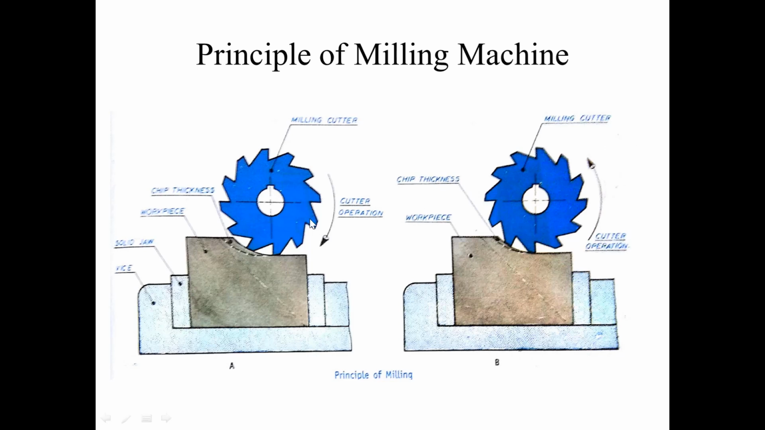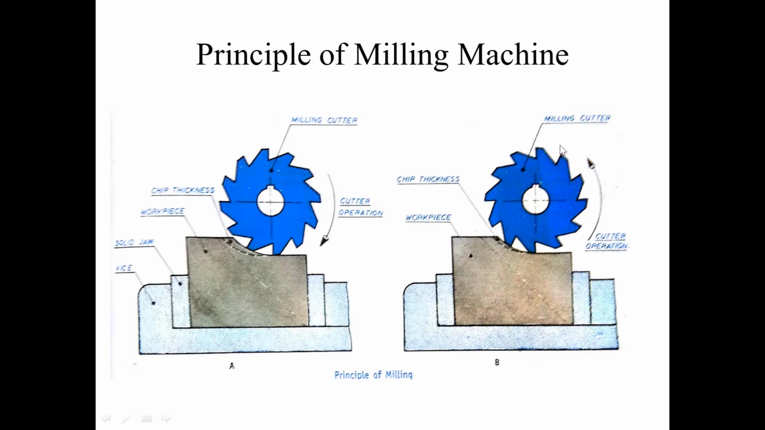We are going to have a cutting tool in a clockwise direction, and that tool is responsible to remove the material, and it moves in the upward direction. Similarly, it is opposite in the case of down milling. Here also the same things: a vice and solid jaw are there to hold the workpiece firmly, and this is the chip thickness we are going to observe.